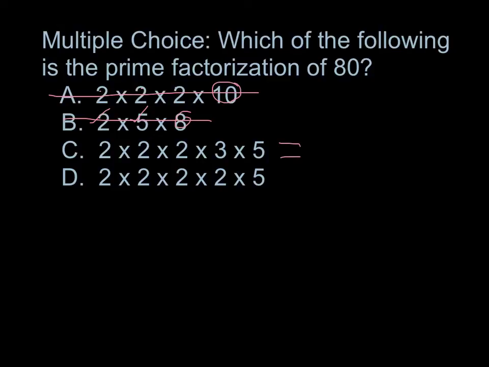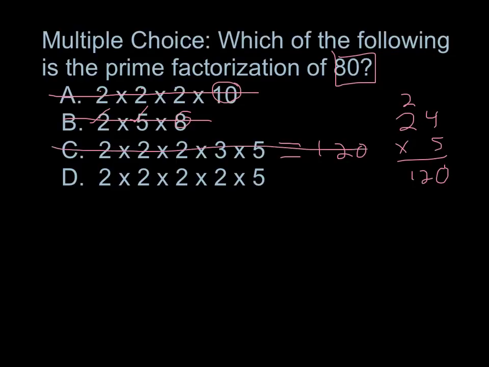So I'm going to multiply 2 times 2, that's 4, times 2 is 8, 8 times 3 is 24, and then we're going to do 24 times 5. If we do 24 times 5, let's see, 5 times 4 is 20, carry the 2, 5 times 2 is 10, plus 2 is 12, I get 120. Is 120 what I was looking for? No, I was trying to find the prime factorization of 80. If my numbers multiply to be 120, that's not a good answer.